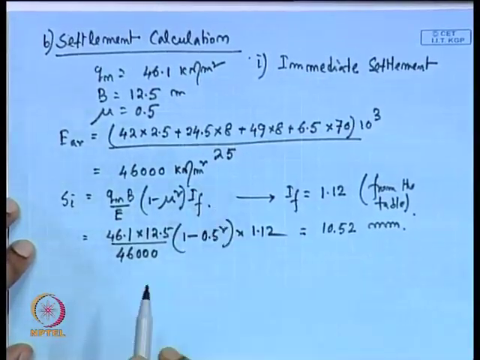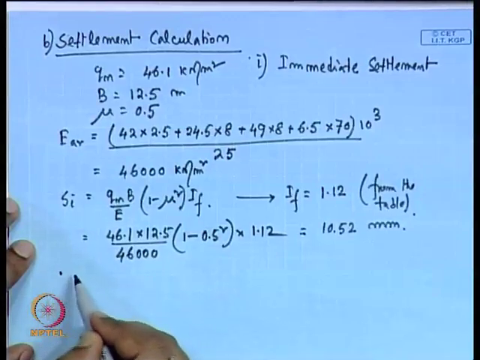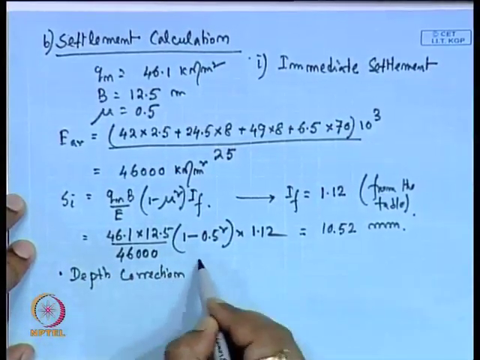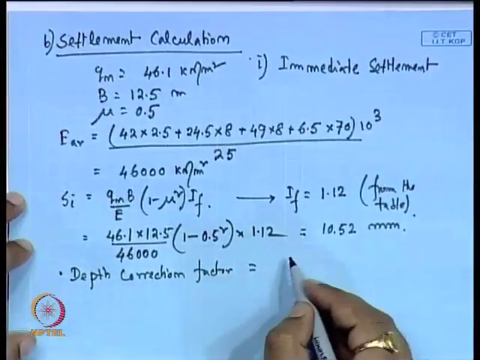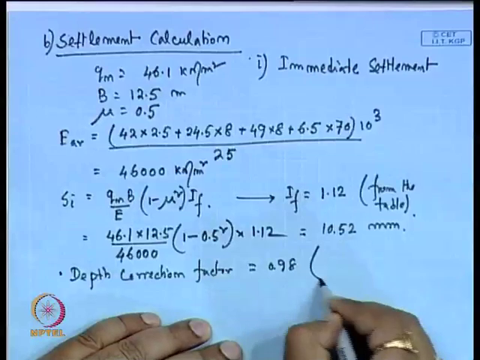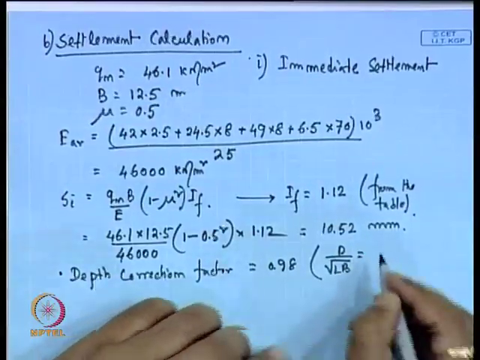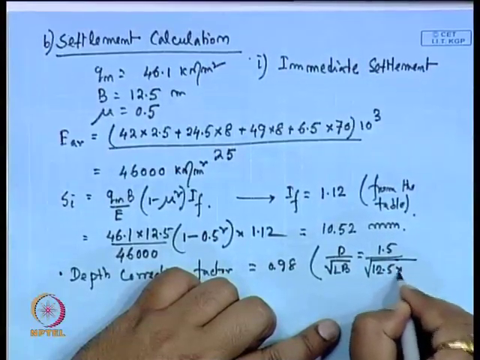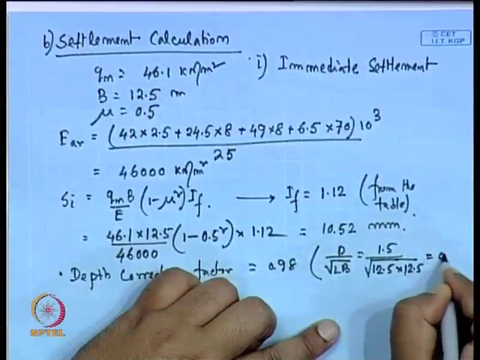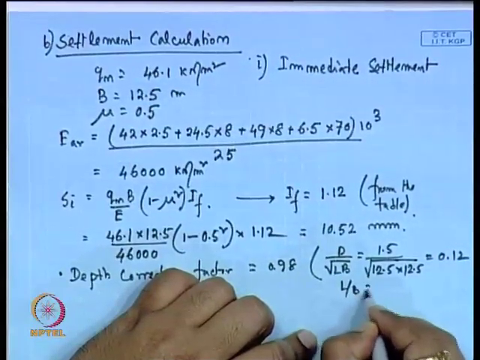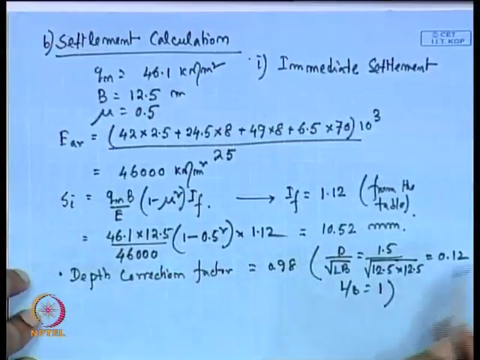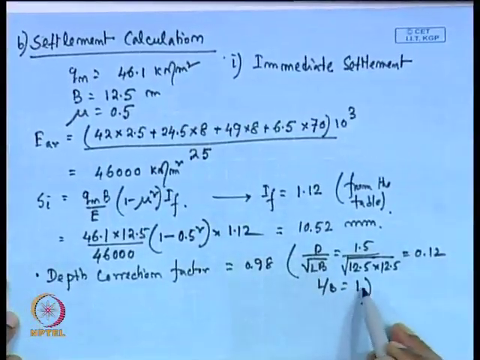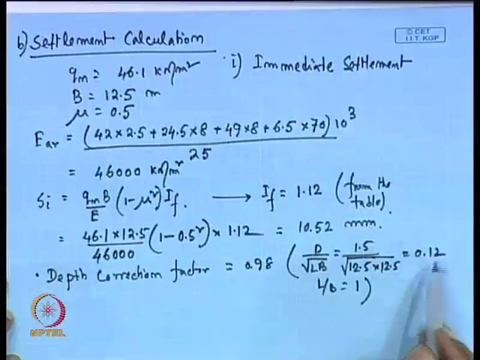Now, here this is the raft foundation, so this is a rigid foundation. So, here you have to apply two corrections, one is the rigidity correction, another is the depth correction. First we will apply the depth correction factor, that is 0.98, because our D by root LB value is 1.5 over root of 12.5 into 12.5, so this value is 0.12 and L by B is equal to 1. From the chart, the corresponding depth correction factor is 0.98 for these values, L by B is 1 and D over root LB is 0.12.